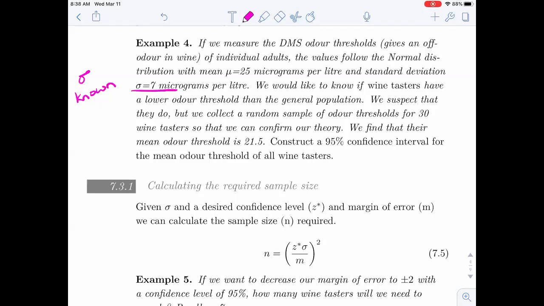Right now, our population is the wine tasters because that's where our sample came from. Our sample mean is from wine tasters, so now we're trying to infer something for the population of wine tasters. So here we go.